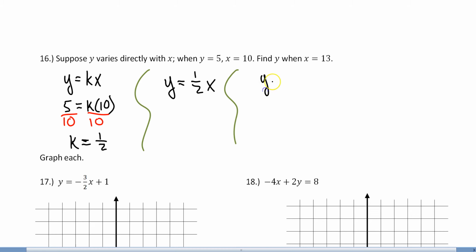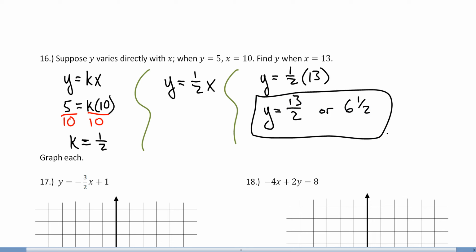If I know I have the equation y equals 1/2 x, well, now I just need to plug a 13 in for x and see what y equals. So that gives me y equals 13/2, or you could write it as 6 1/2. All right? Either one of those would be an acceptable answer. Okay?